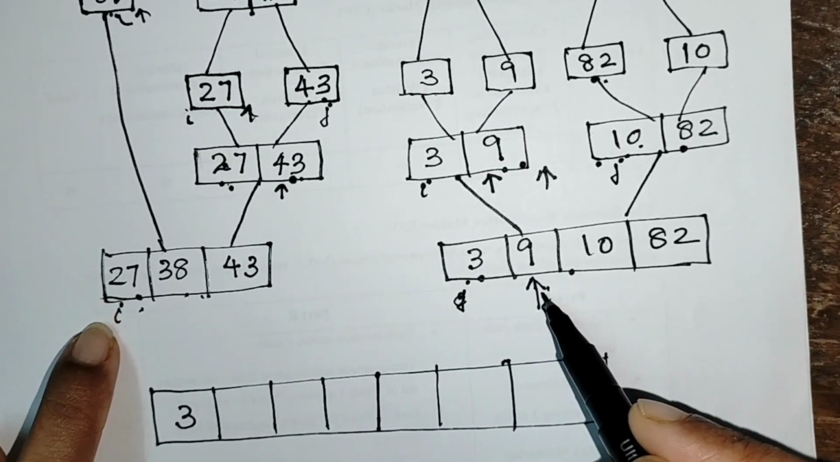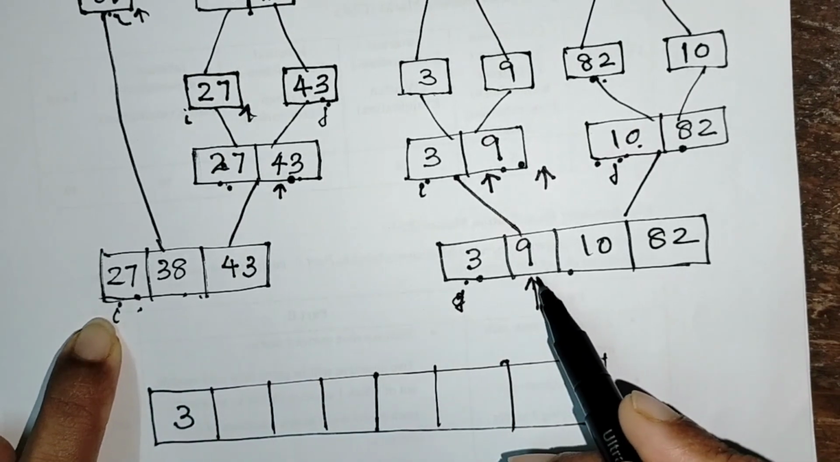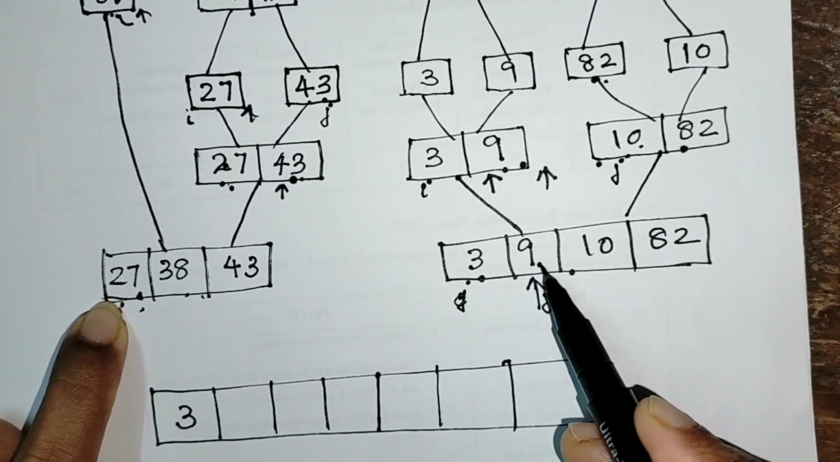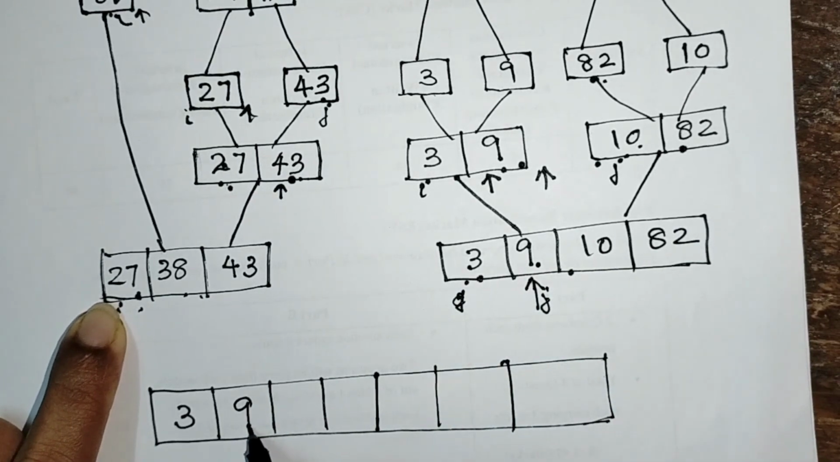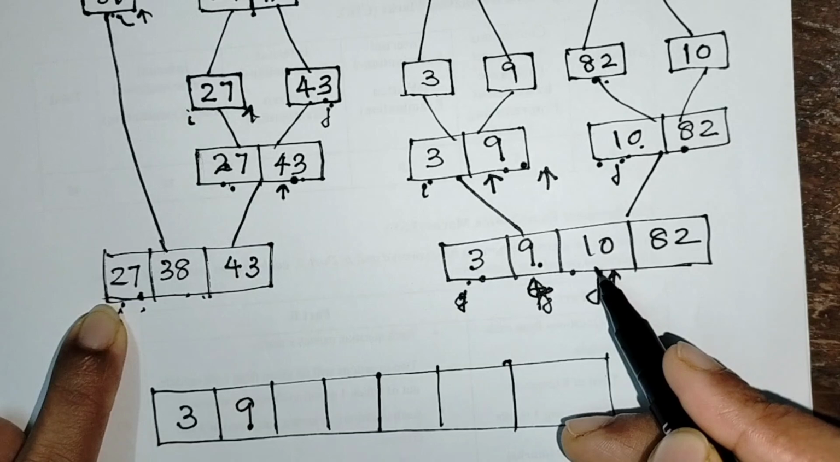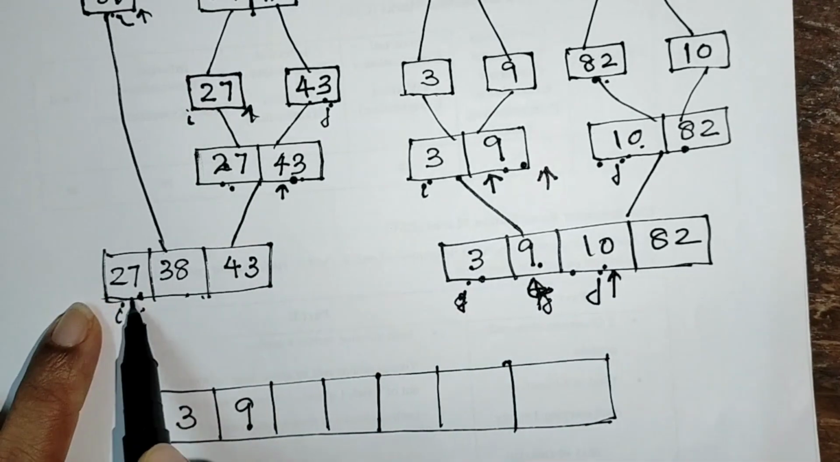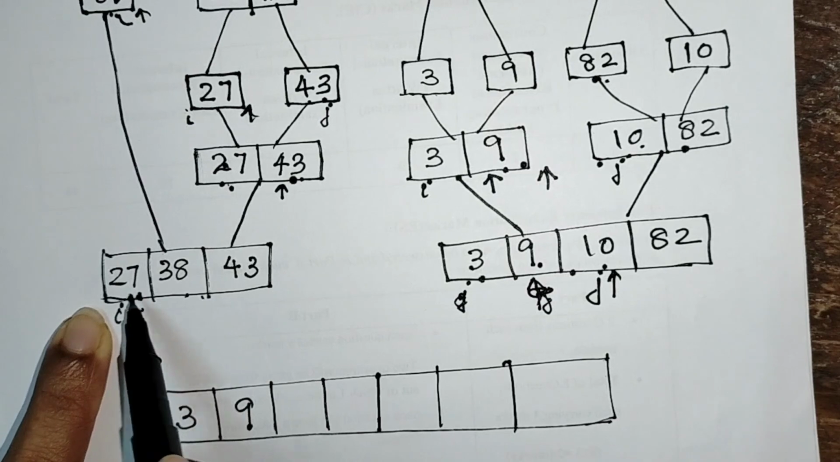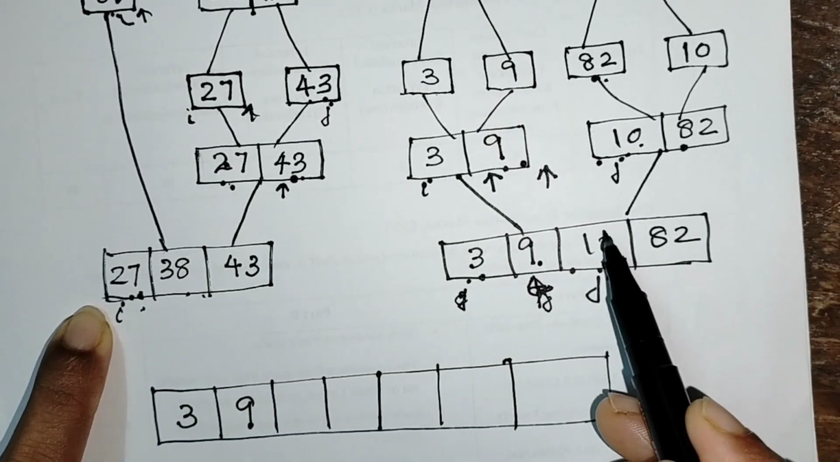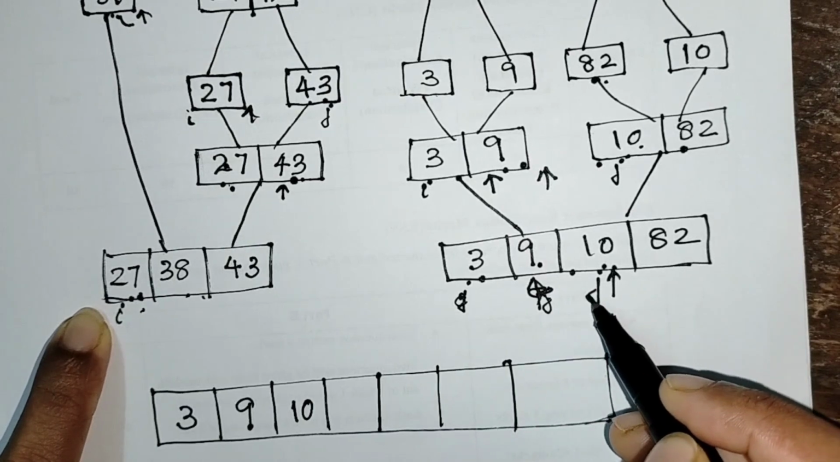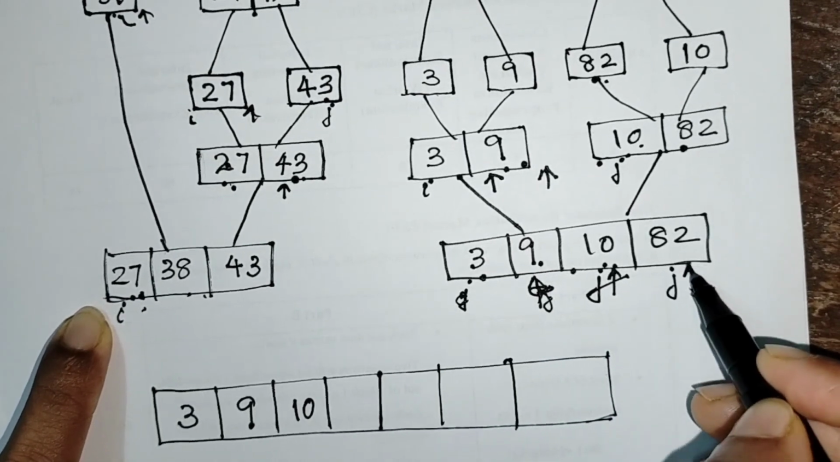Next we compare the ith and jth position elements. Here we compare 27 and 9. Here 9 is the lesser element, so we write 9 over here. Again we increment j to the next position. Now we compare 10 and 27 because i is still pointing here. We compare 27 and 10. Here 10 is the lesser element. We write 10 over here. Again we increment j to the next position.